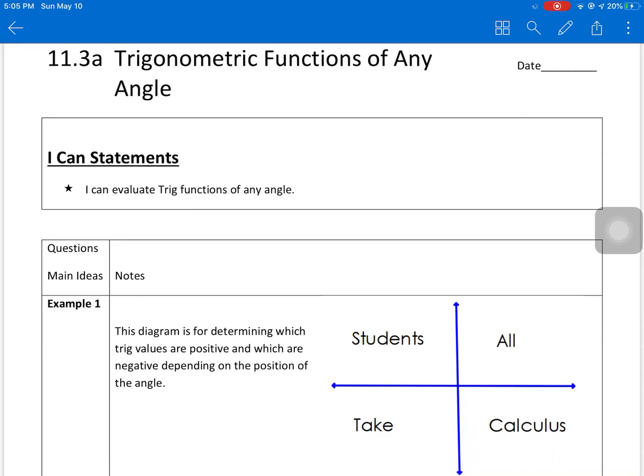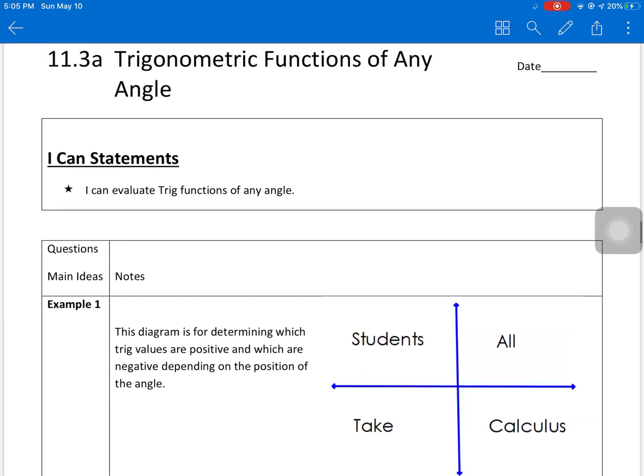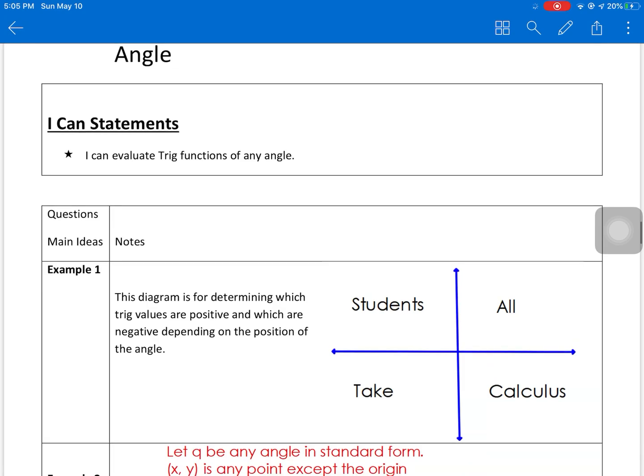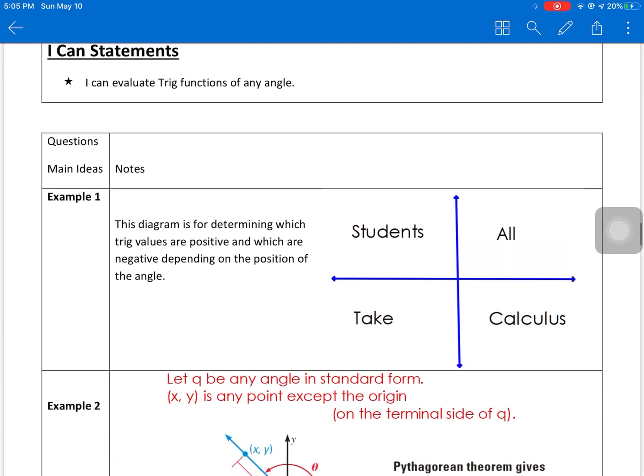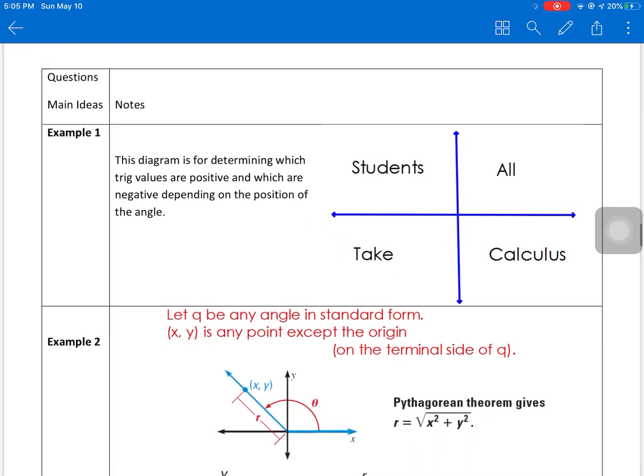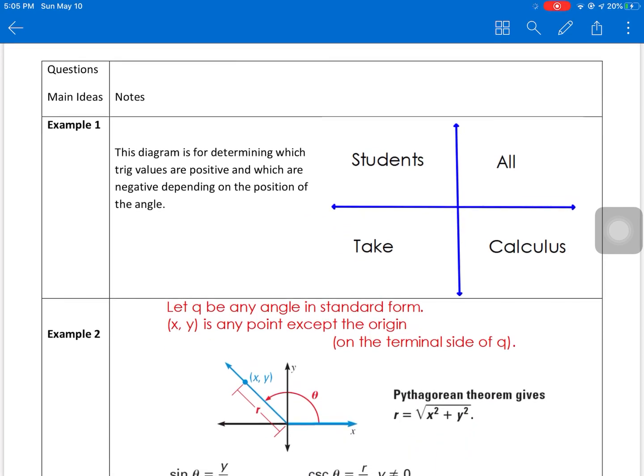Typically what we've done in the past is just angles between 0 and 90, and that's why we were using those special right triangle examples. But what we're going to be finding now is trig functions for anything, it could be greater than 0, less than 0. Typically it's going to be between 0 and 360. But the first thing we want to look at is this diagram here in example 1.